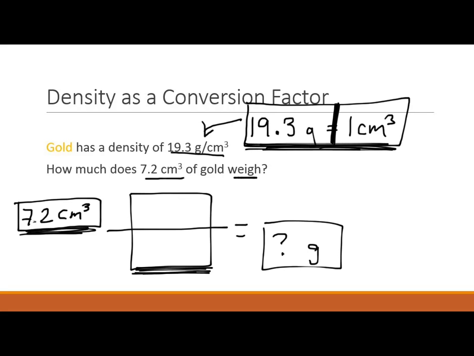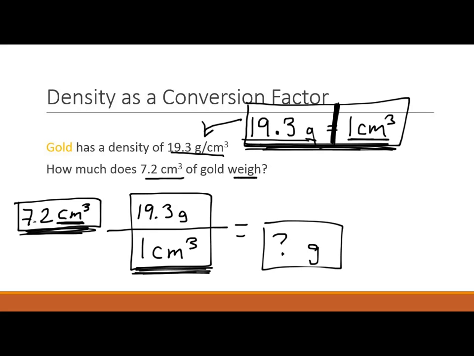Now do I want the grams on the top, or do I want the cubic centimeters on the top? Or which one do I want on the bottom? Well, notice that over here I have cubic centimeters on the top. I better put cubic centimeters on the bottom. So let's go ahead and write 1 cubic centimeter on the bottom, and then that means that 19.3 grams needs to go up on top.